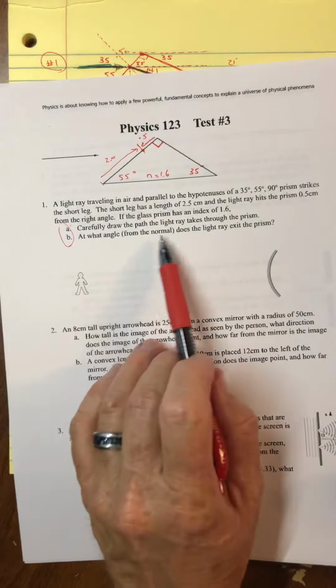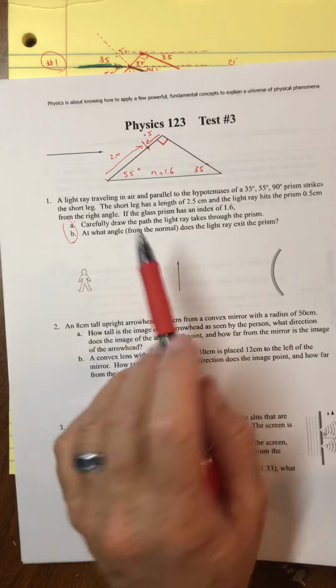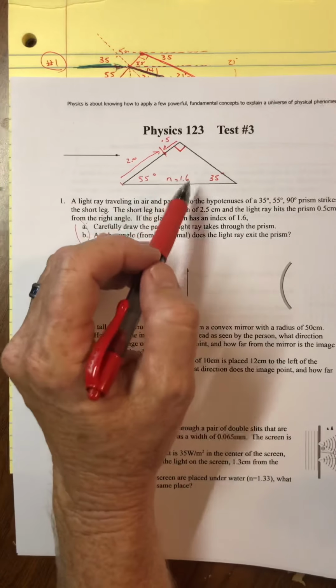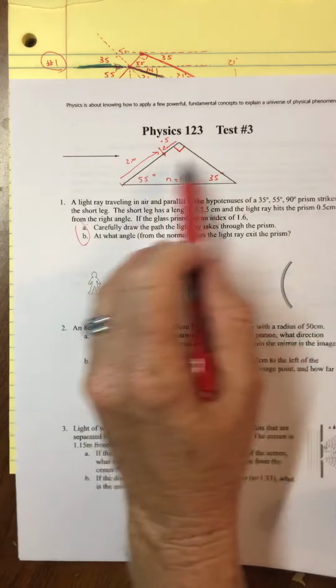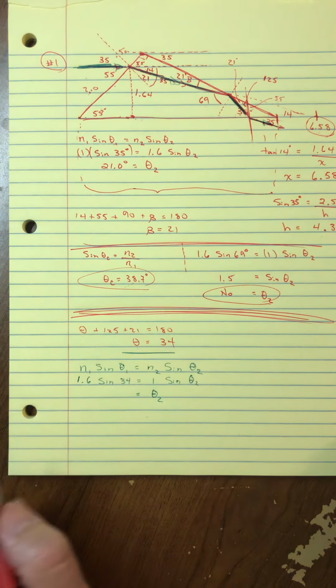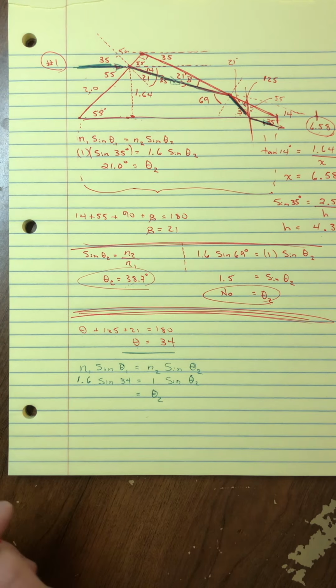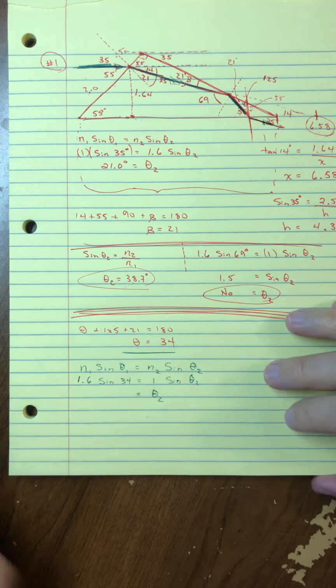At what angle from the normal does the light ray exit the prism? What it doesn't tell you and help you with is whether it exits from the hypotenuse or the long side or the short side as it ricochets around in here. But we've decided that it exits the hypotenuse here. All right, so that being said, let's solve this.